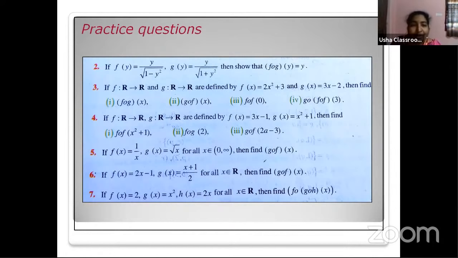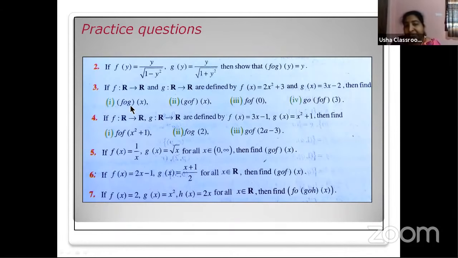Now here in the second problem, the function is defined in terms of y. So he's mentioning y over here. So you will take the left hand side first. You get the value of f of g of y. Then you just check whether it is equal to y or not. If it is equal to y, then you say the statement what he has given is satisfied.